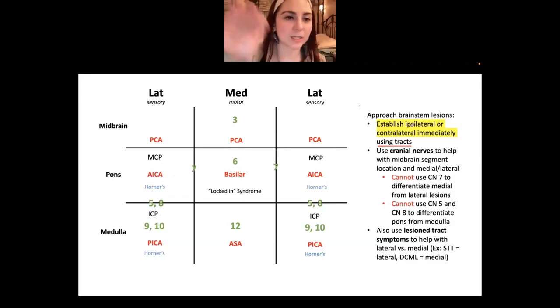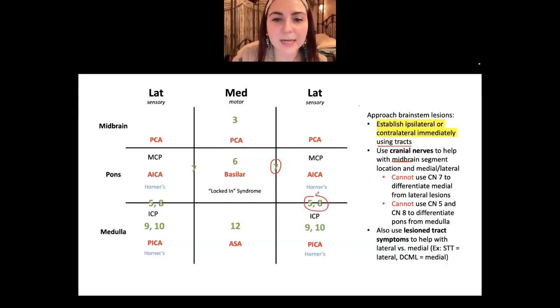If you know it's on the left, you can cross out anything on the right. It's less to look at for the answer choices. Then use the cranial nerves to help you identify the brainstem segment location, like midbrain or not, and then if it's medial or lateral. And here's what I mentioned earlier. You can't use 7 to differentiate medial and lateral. That's why it's on the line.